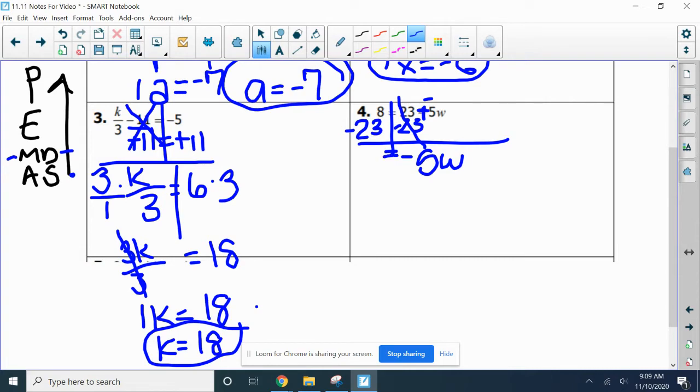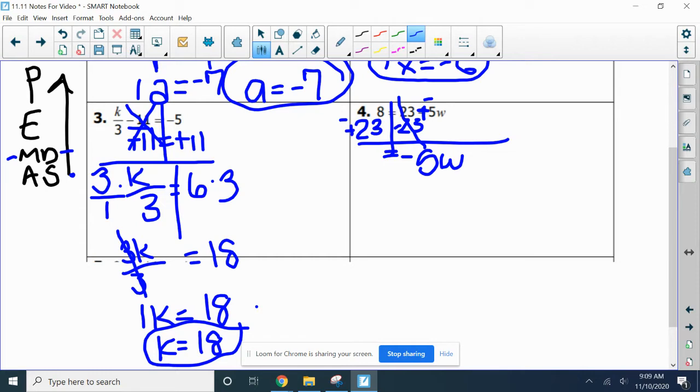Bring down our equal sign, and I have 8 minus 23. So we're going to say plus a negative. And so when I have a positive and a negative, we know we need to subtract. All right. So when we have a positive and a negative, we're going to subtract and keep the bigger sign.